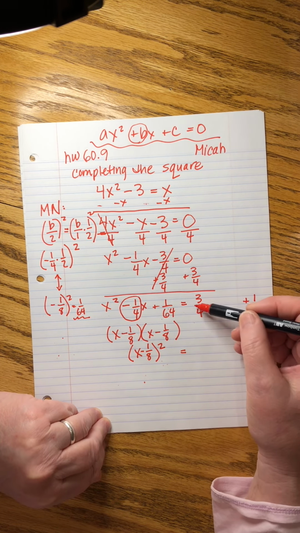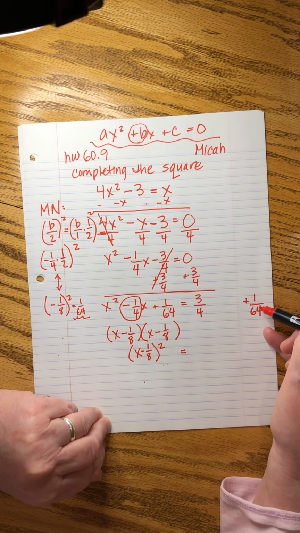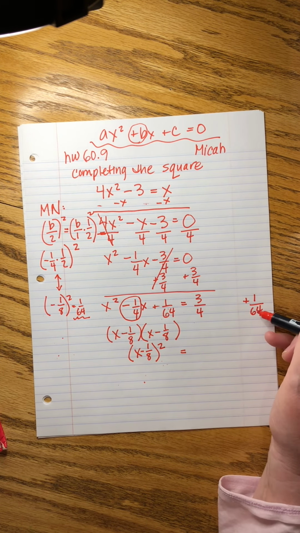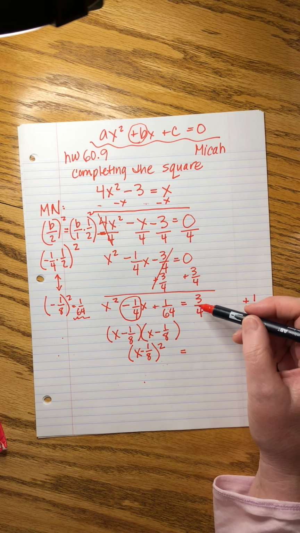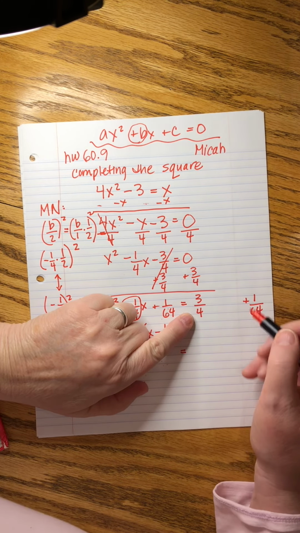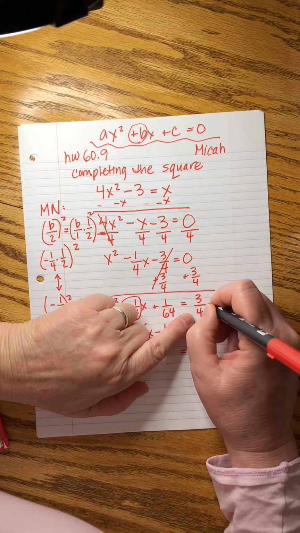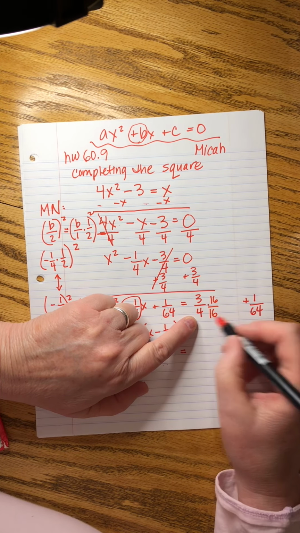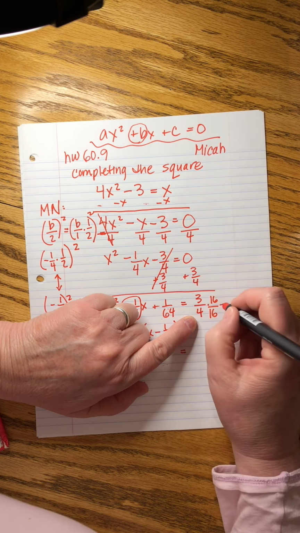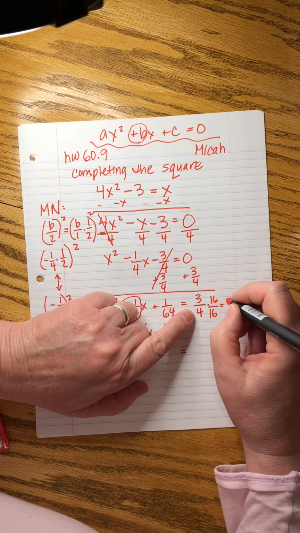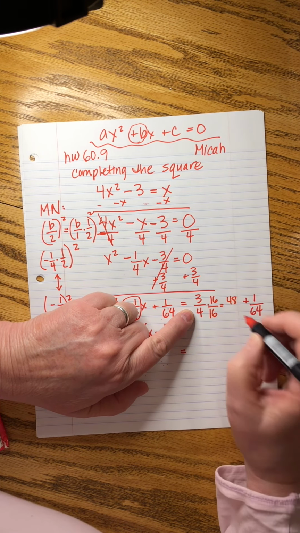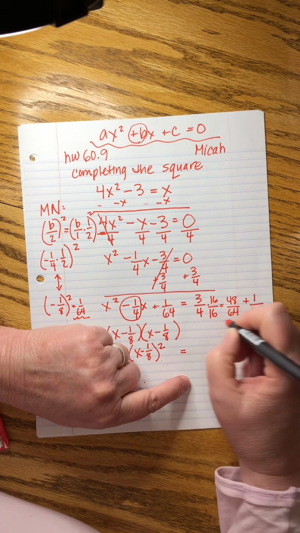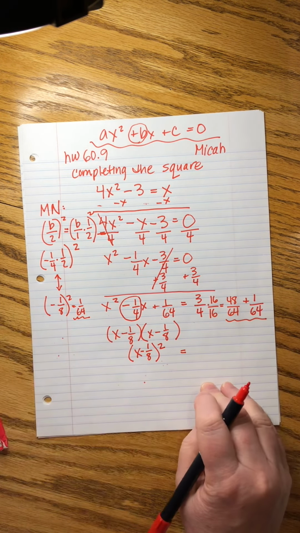In the meantime, we need to add the magic number to, no, this is the magic number. We need to add it to what was already over here. We're going to have to fix that denominator. I believe it is 16/16, isn't it? Right, because that gives me 64. And then up here, I will have what, 48/64. So I've fixed my 3/4 so that the denominators match.